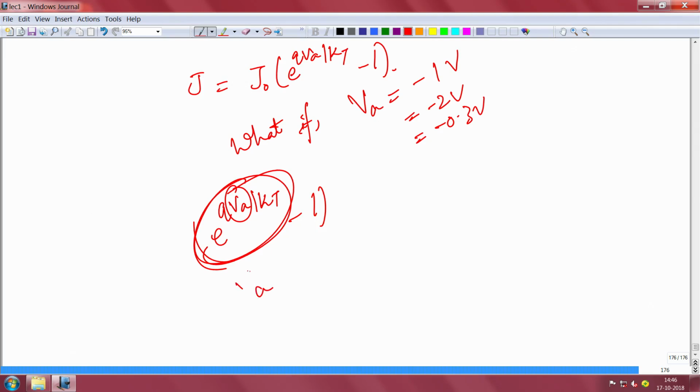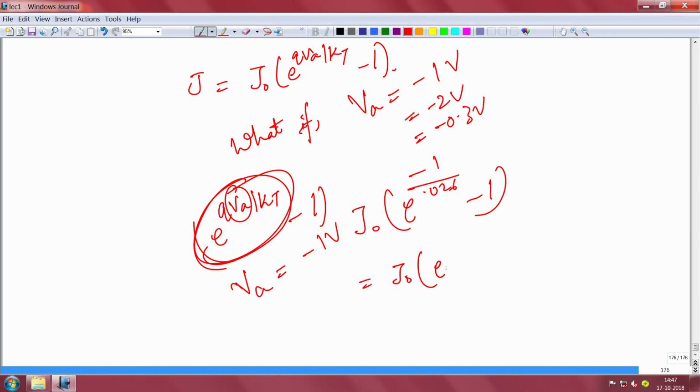So, for example, V_A is minus 1 volt. How much will that be? e to the power minus 1 divided by 0.026, minus 1, into J naught. This is equal to J naught times e to the power minus, this will be like minus 25, no, more than that. So, 1000 divided by 26 is like minus 40, e to the power minus 40 minus 1. What is e to the power minus 40? Almost 0, it is 10 to the power minus 20 or whatever, right. So, this is 0. So, 0 minus 1 is minus 1, so this will be minus J naught.